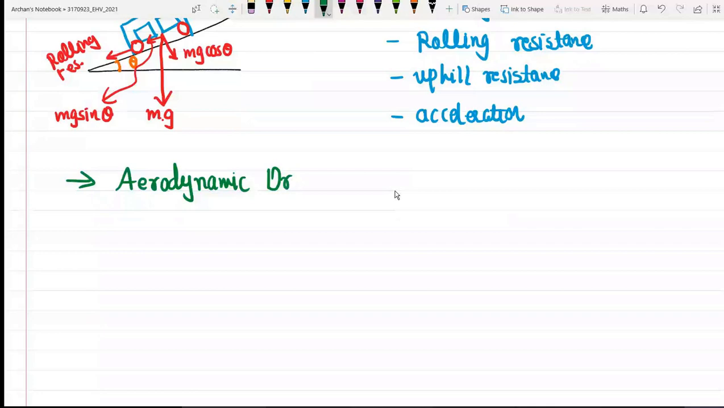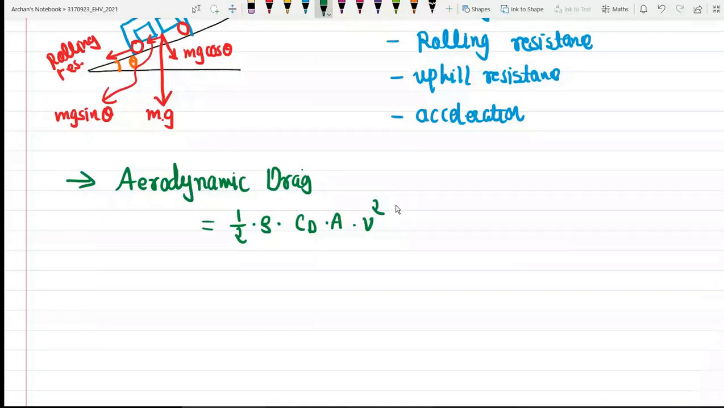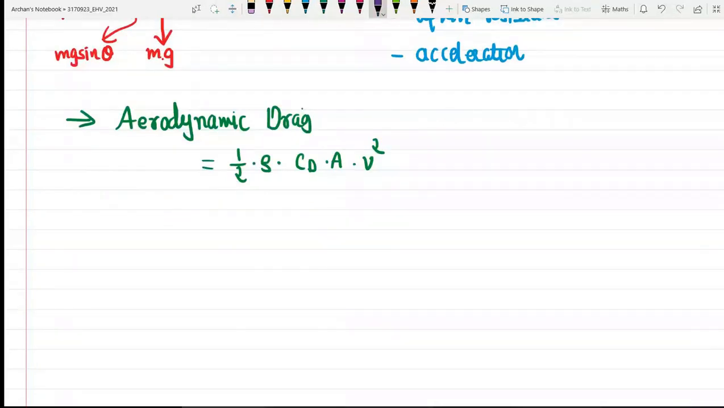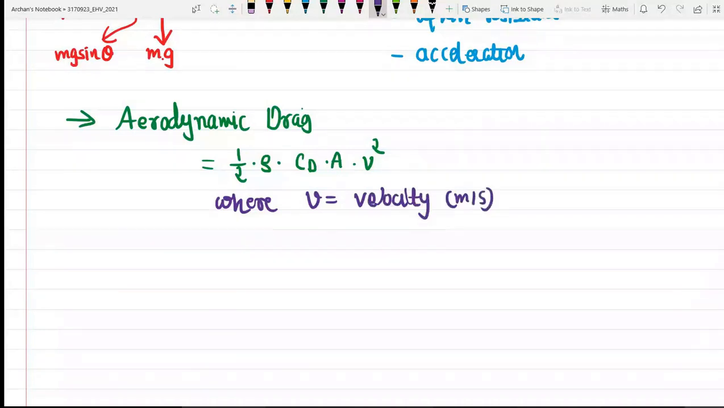It is given by half rho CD A times V square. This is how we will be able to calculate aerodynamic drag, where V represents the velocity of the vehicle in meter per second. Then rho is nothing but the density of air.